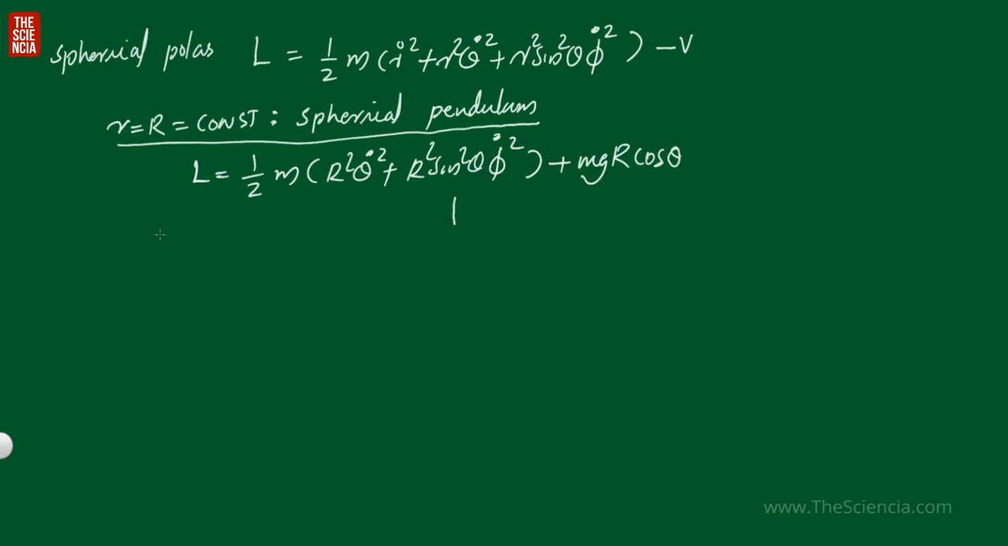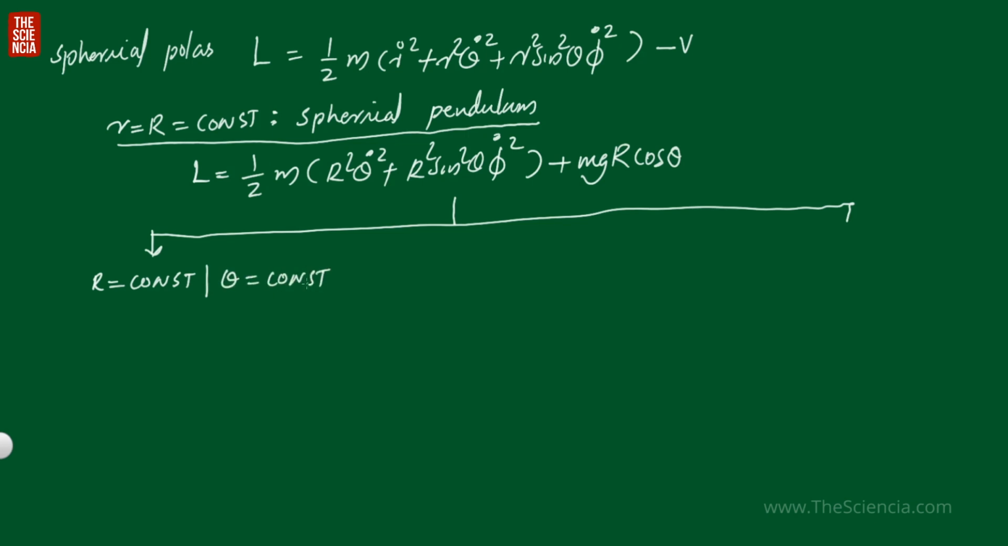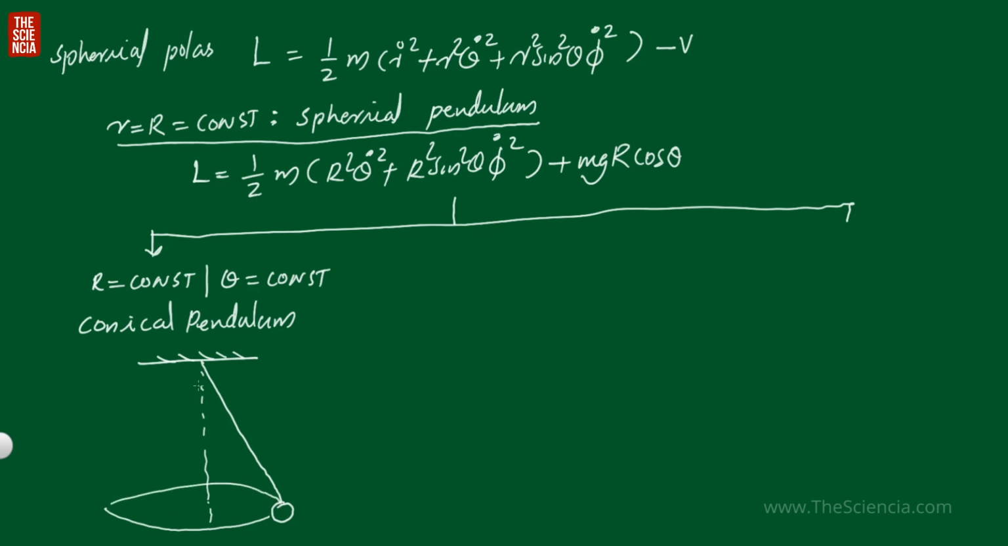Now I am taking some special cases. Suppose r is a constant and I am taking theta also as a constant. Then I will get a conical pendulum. What is it? It will be like this one. Here it is oscillating at a constant theta angle. See, this angle theta will be a constant one. And here this r is also constant. Length of the pendulum is also constant. That is a conical pendulum.